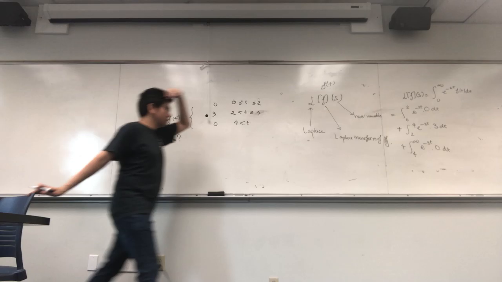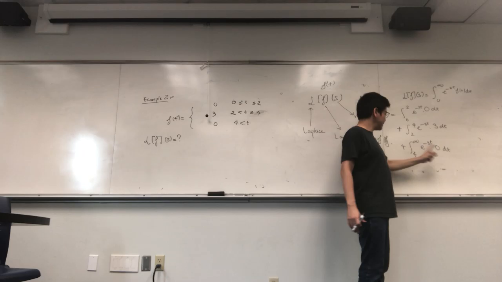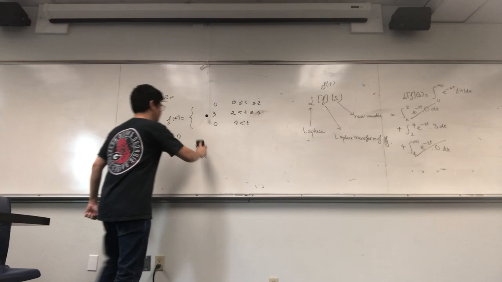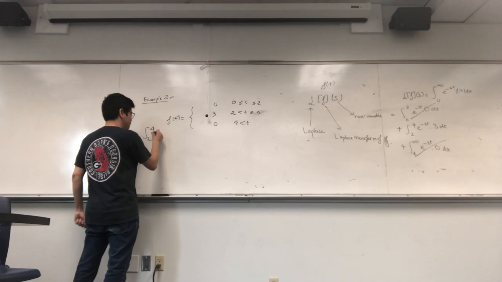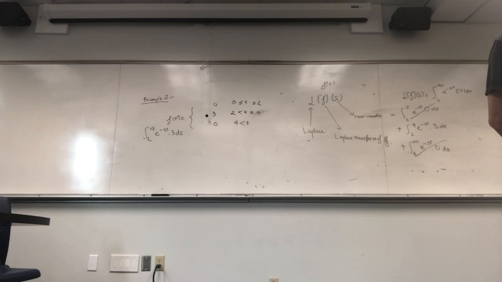The first one, you put 0 here, so you have e to the minus st times 0. The second one is e to the power minus st times 3, because the function is 3 from 2 to 4, and this is 0 from 4 to infinity. So the first is going to be 0, and the last is going to be 0. What is left over is the integral from 2 to 4 of e to the power minus st times 3 dt. So how do I compute this integral?